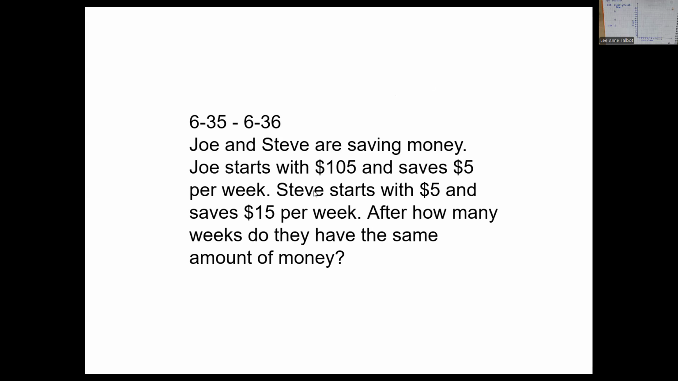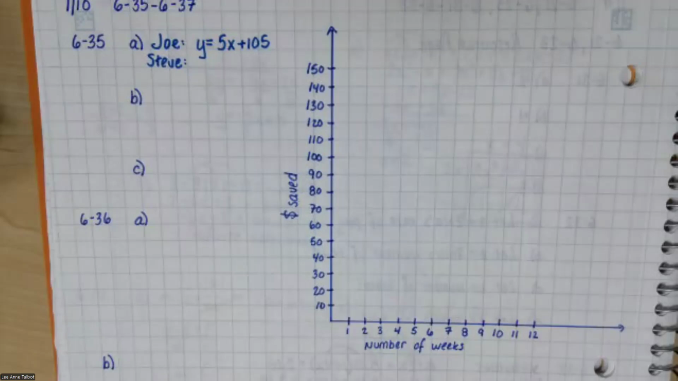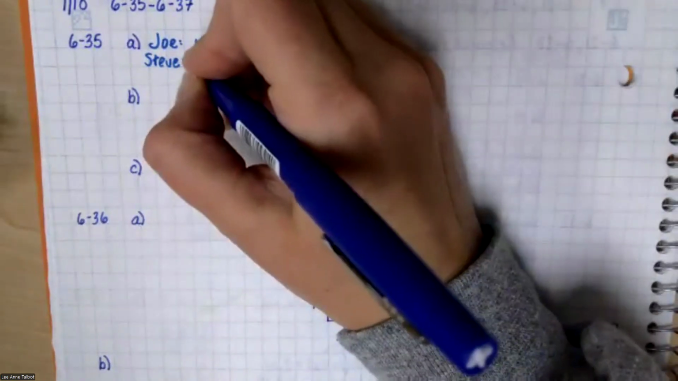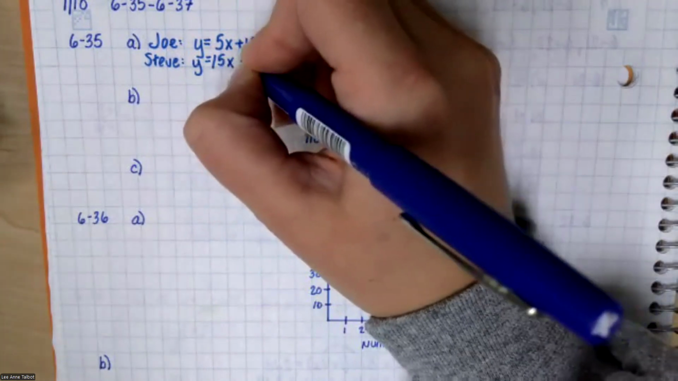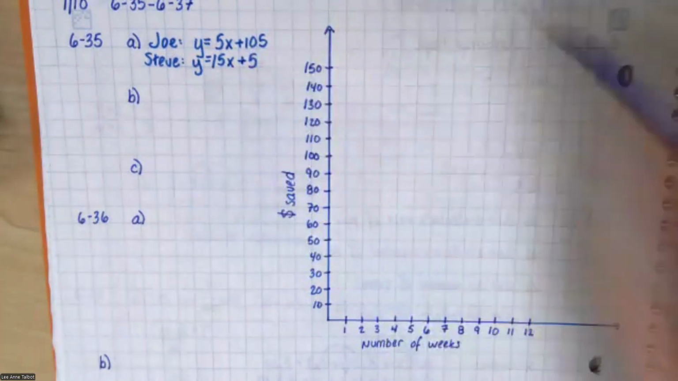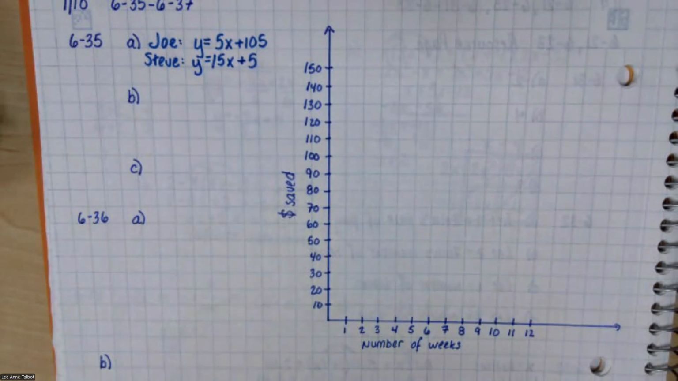Okay, anyway, Steve starts with $5 and saves $15 per week. Okay, so Steve's start is 5, so that's b, and $15 per week is the slope. y equals 15x plus 5. Okay, next thing we're going to do is graph these with the ruler.